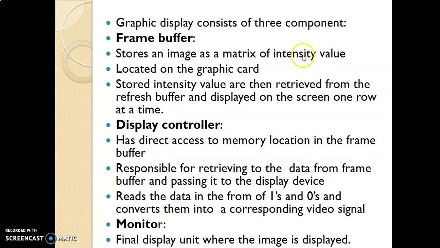The frame buffer stores an image as a matrix of intensity values located on the graphic card. Stored intensity values are then retrieved from the refresh buffer and displayed on the screen one row at a time. What is the work of the display controller? It has direct access to the memory location in the frame buffer and is responsible for retrieving the data from the frame buffer and passing it to the display device. Then it reads the data in the form of ones and zeros and converts it into the corresponding video signals.